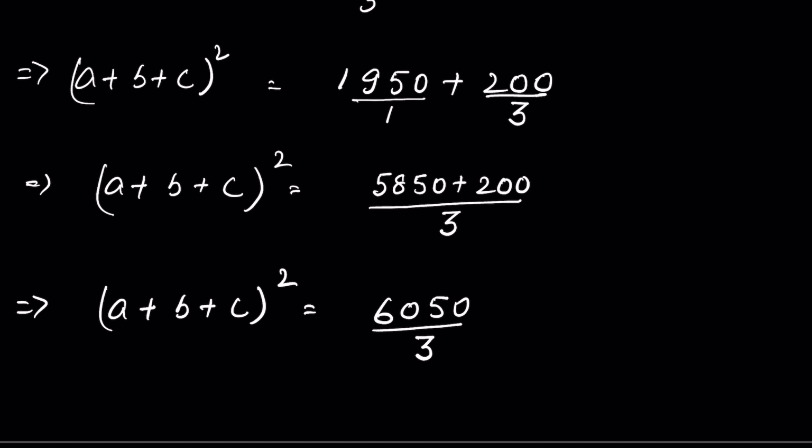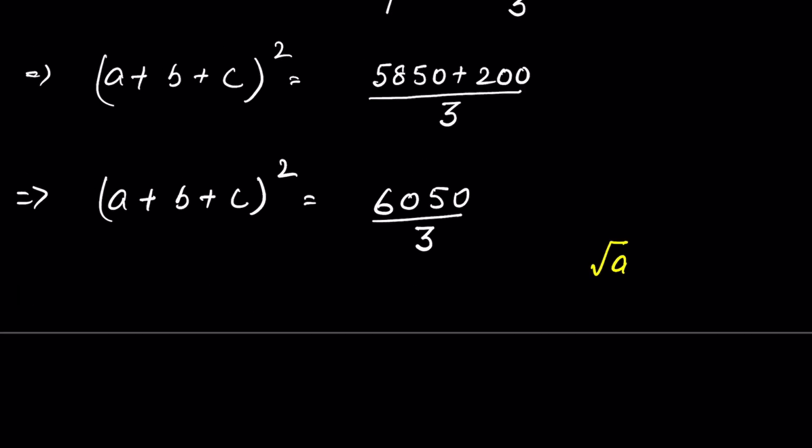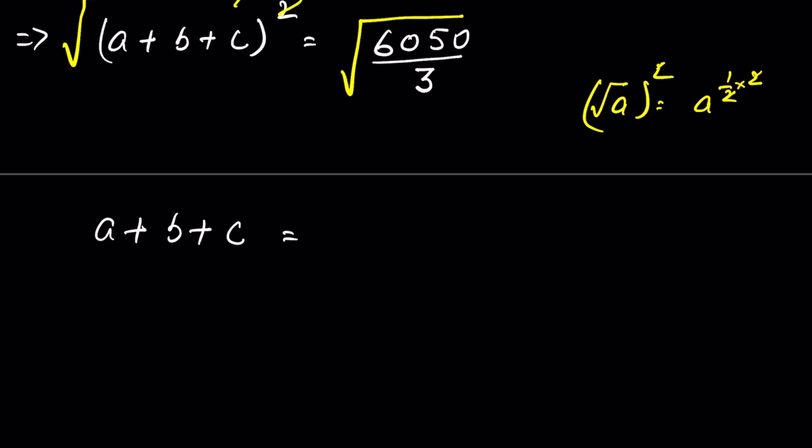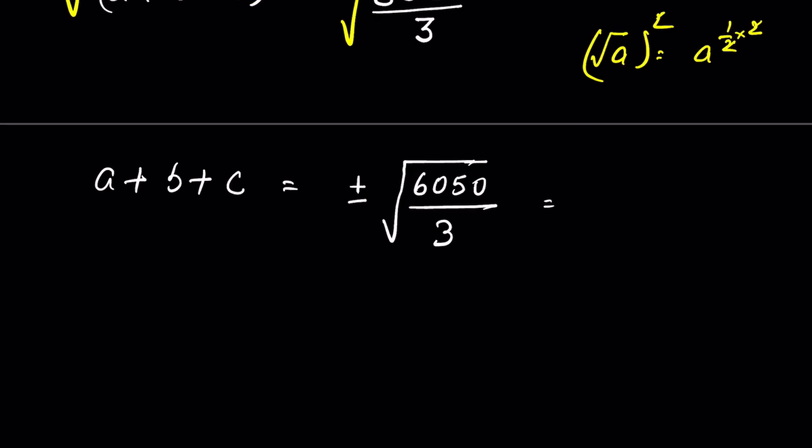Now to remove the square, we take the square root, because square root means it is raised to the power of 1 upon 2. So when we square it, the exponent is multiplied by 2, then it is removed. So we take the square root of both sides. So A plus B plus C is equal to plus minus square root of 6050 upon 3, or we can also write it as plus minus square root of 6050 upon square root of 3.